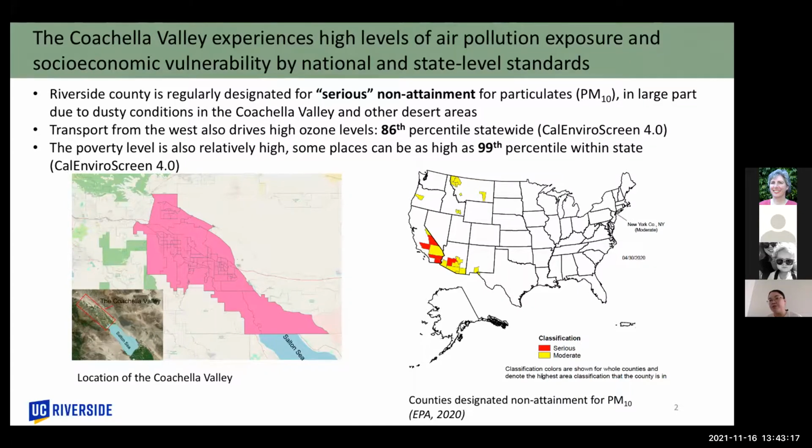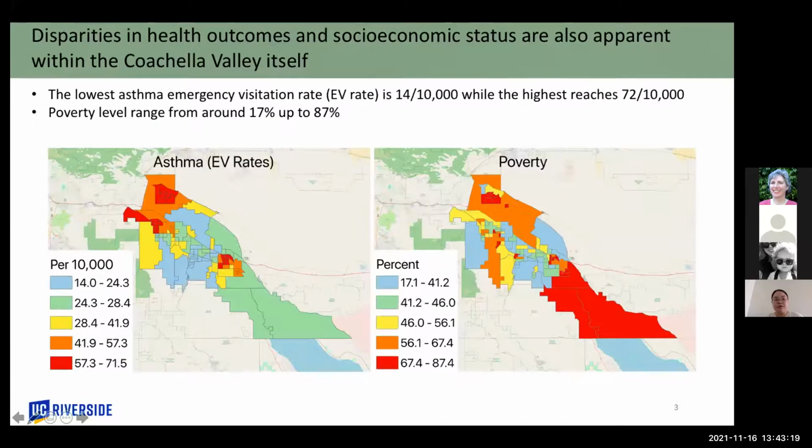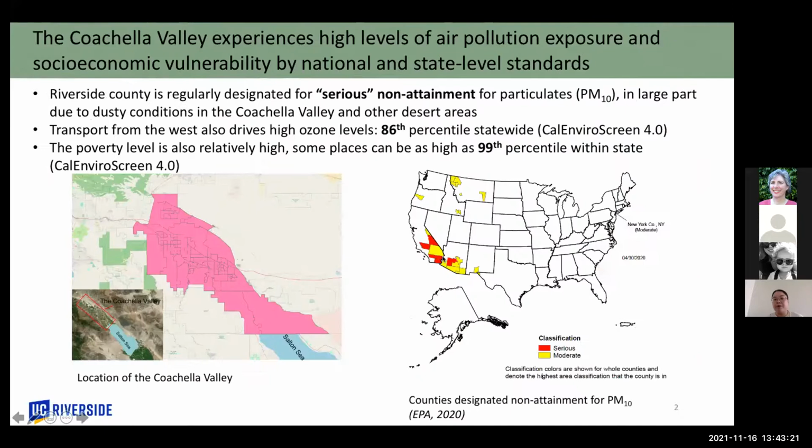level standards. So for example, Riverside County is regularly designated a serious non-attainment area for the coarse particle, which is PM10. And this is in large part due to the dusty conditions in the Coachella Valley and also other desert areas.